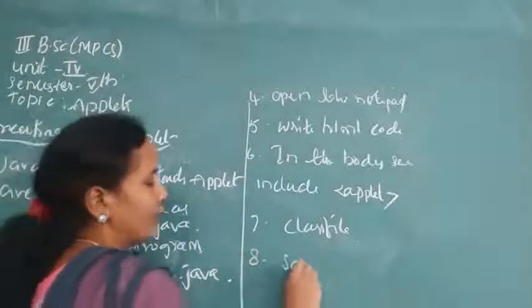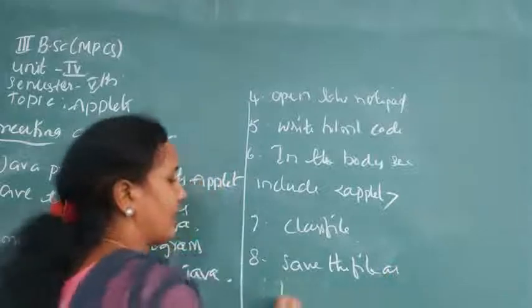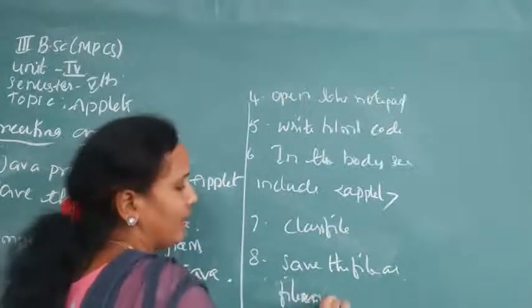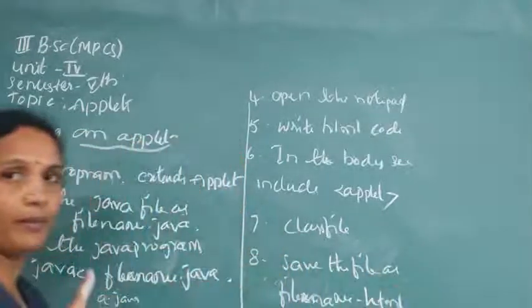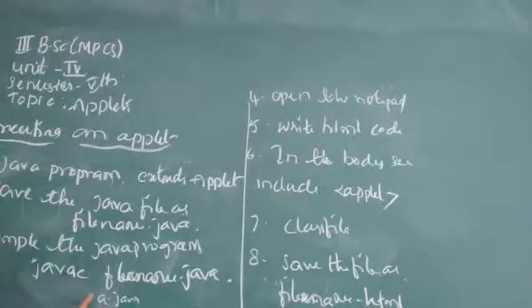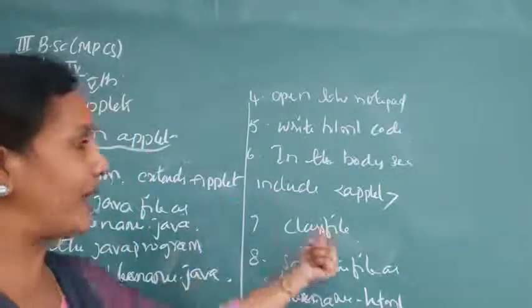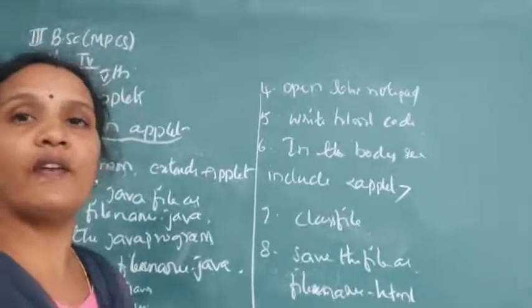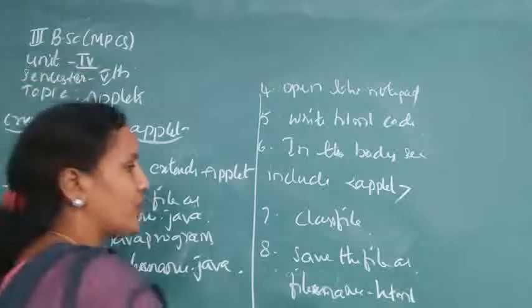Next, save the file. Save the file as file name dot html. This point you need to remember. Here first I have given file name dot java. Next here I am giving file name dot html, and this file I am adding inside the HTML. So which is an executable file now? HTML is an executable file. Now file name dot html.